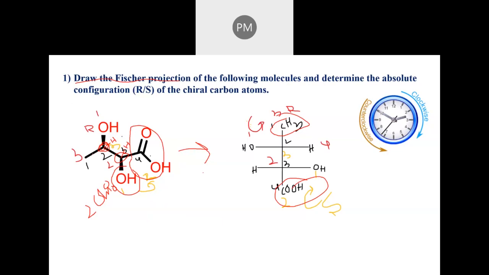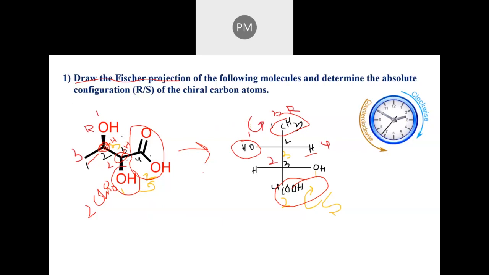So if we rotate this molecule, and this plane goes behind, far from us, this OH will be on the left-hand side. So we have placed it in Fischer form. If the OH is on the left-hand side, then the hydrogen will be on the right-hand side, like here.